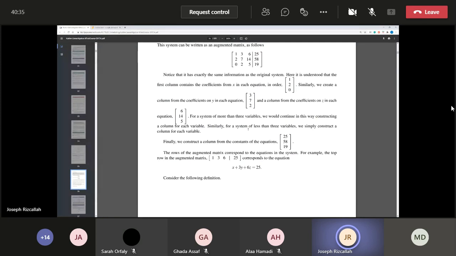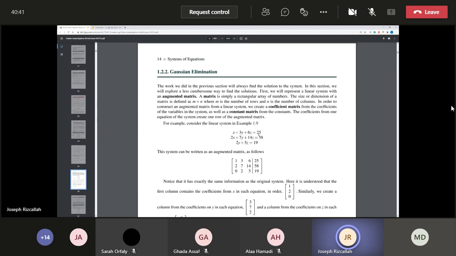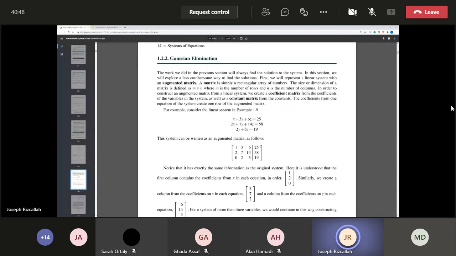Now we can do the same to the augmented matrix. You remember that every row in the augmented matrix is an equation, right? So if I can switch the equations, this means that I can switch the rows. So in any augmented matrix, you can switch two rows. This is the first operation.